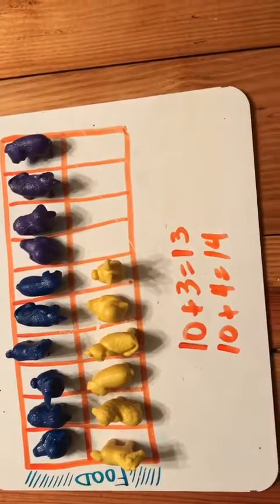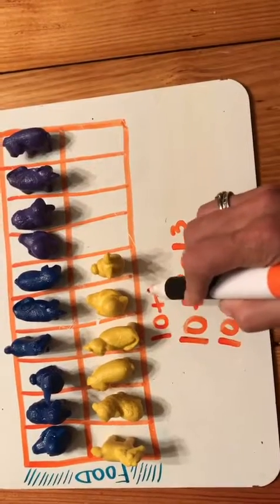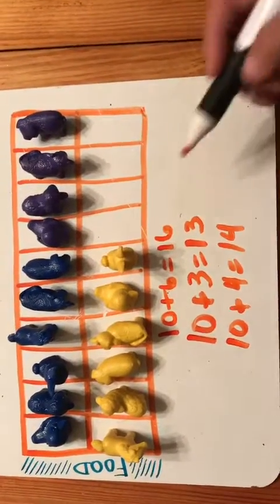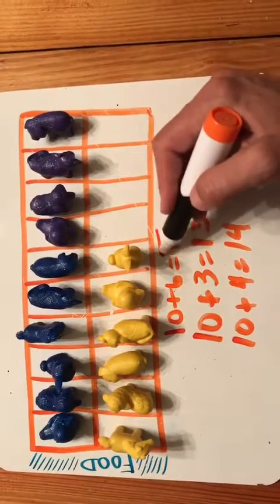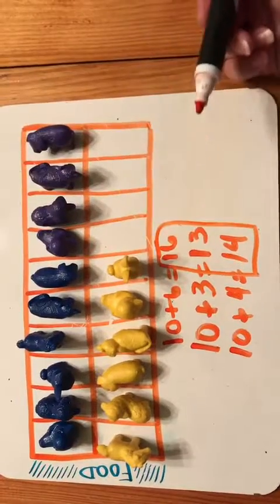So I added 6 on purpose this time. So I would say 10 plus 6 equals 16. And if your child is working at this level, they can start to notice that there is a pattern in how the answers form when you are working with 10.